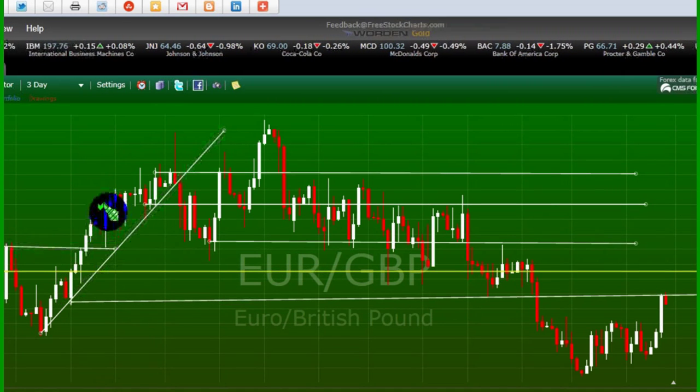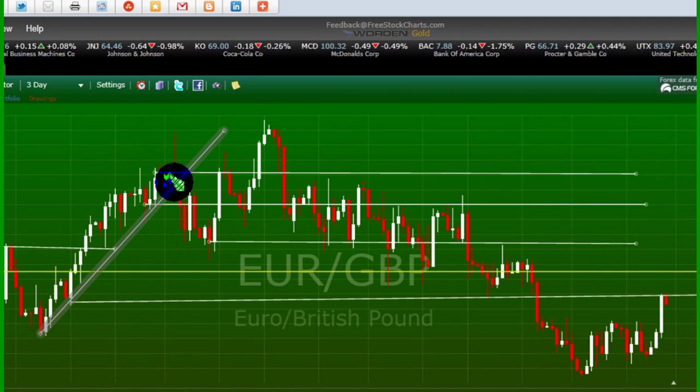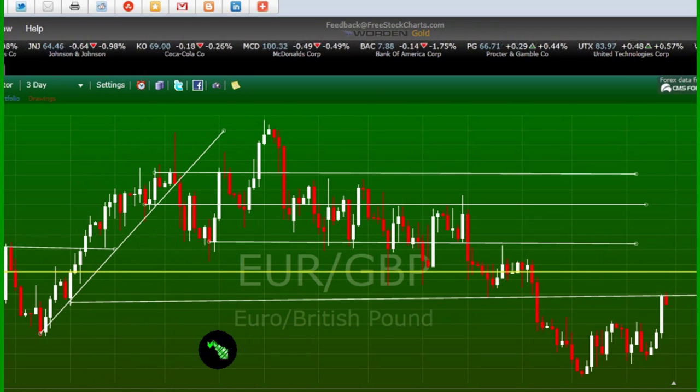Break above it, retest it, signal to buy. Break above it, retest it, valid signal to buy. Pay attention to the first and nearer resistance level.